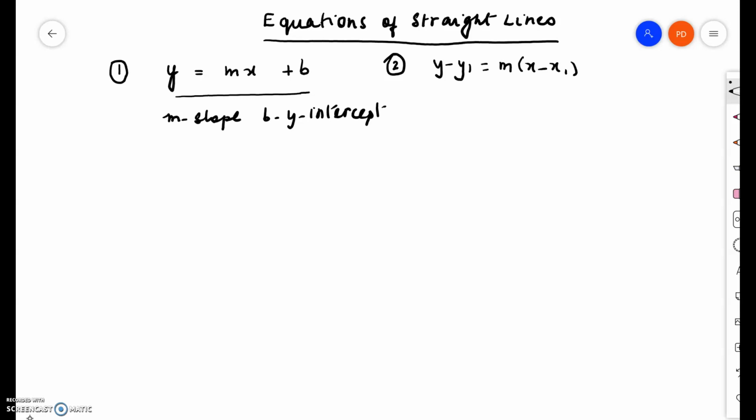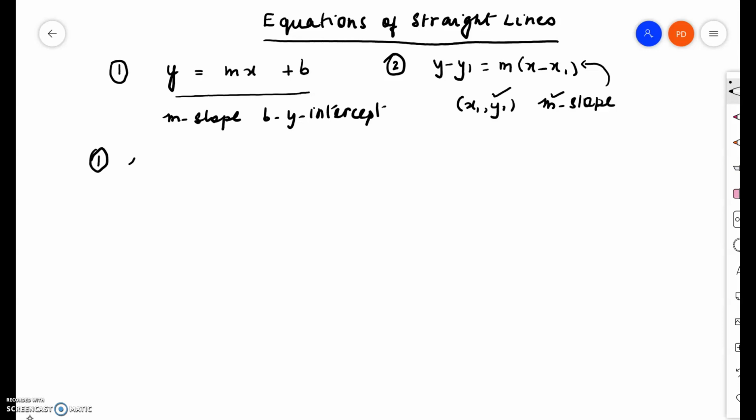Now the second one is when you know a point through which the line passes. So let's say x1, y1 is a point through which the line passes, and m is the slope. So knowing a point on the line and knowing the slope, we can use the point-slope form to write down the equation of the straight line.